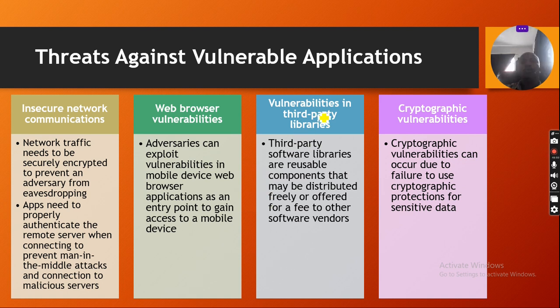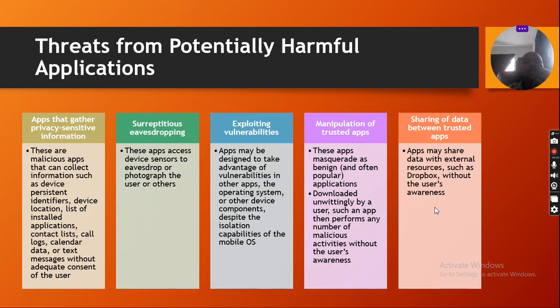Okay, then another threat against vulnerable application is the vulnerability in the third-party library. Now here the third-party software libraries are reusable components that may be distributed freely or offered for a fee to other software vendors. Now another vulnerable aspect is the cryptographic vulnerability. Cryptographic vulnerability can occur due to failure to use the cryptographic protection for any sensitive personally identifiable information.